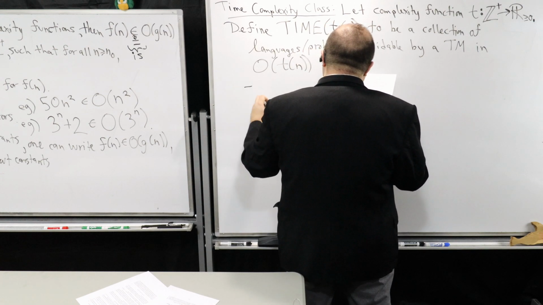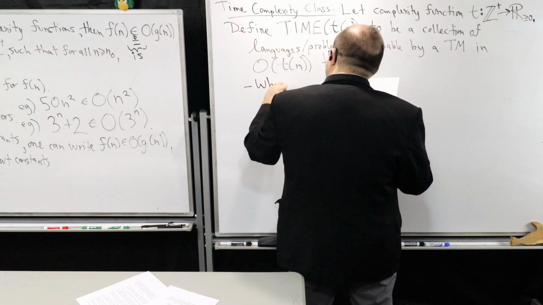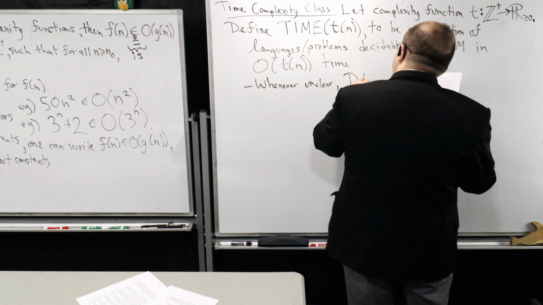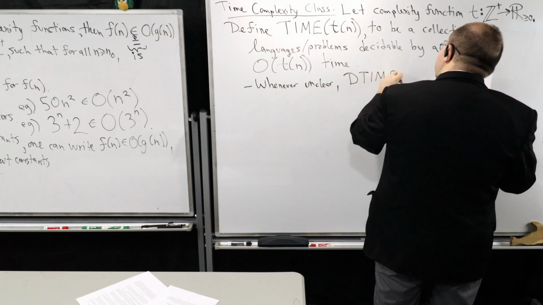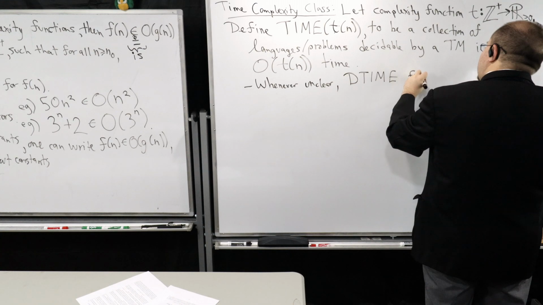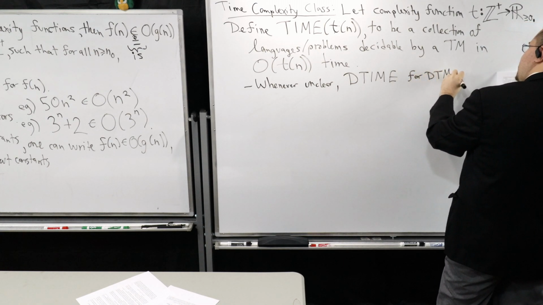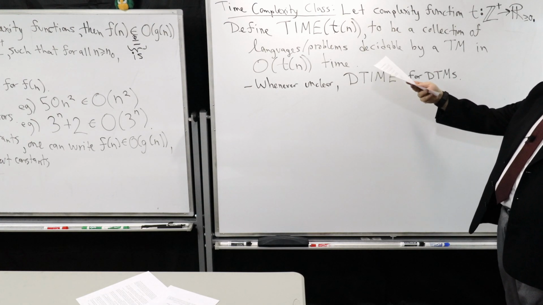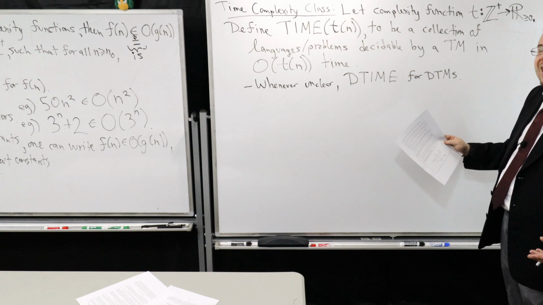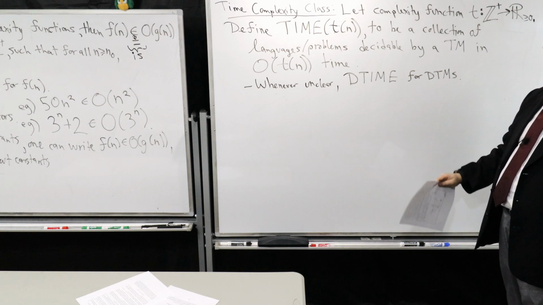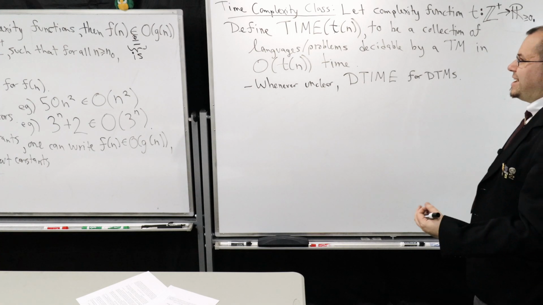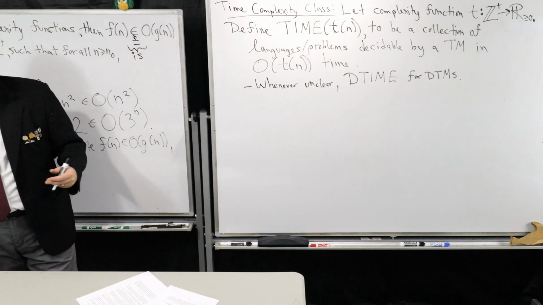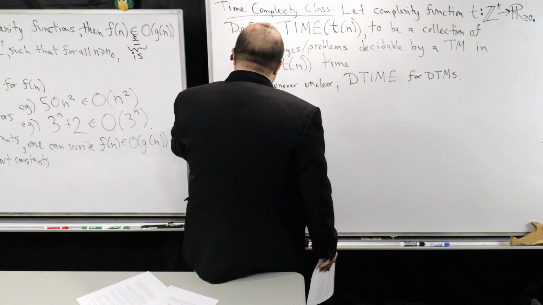So just a couple of remarks. Whenever unclear, we use D time instead of time. I'll just assume that we're talking about a deterministic Turing machine. I'll use the word time, but if it's ever really unclear, I can write D time to say deterministic time, meaning it's decided by some deterministic Turing machine, just to be a bit more careful.